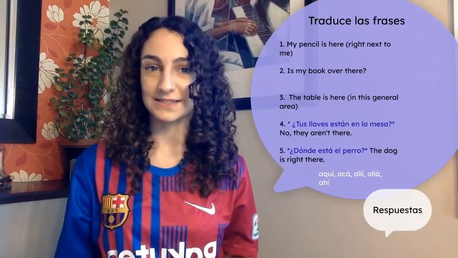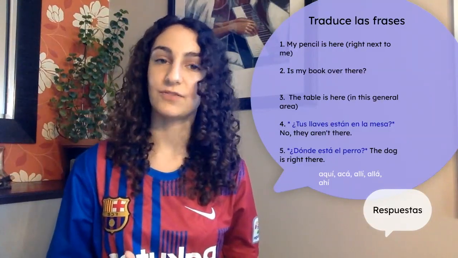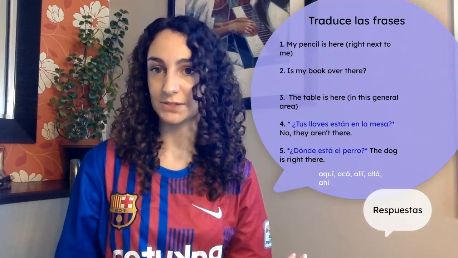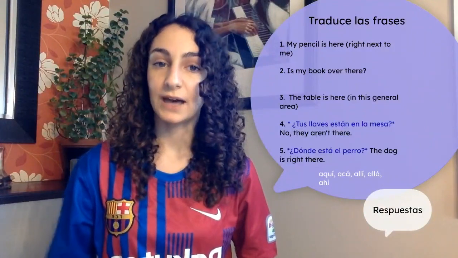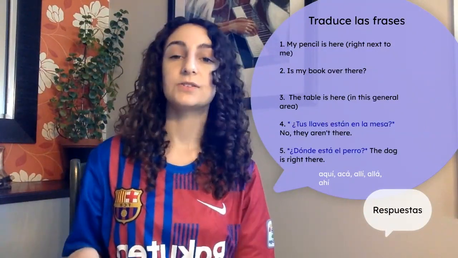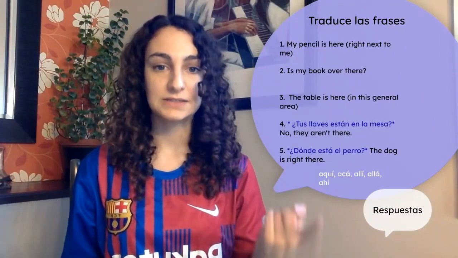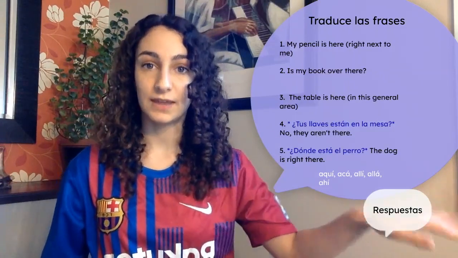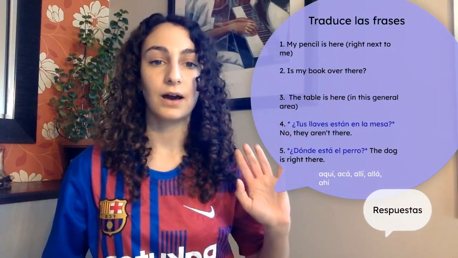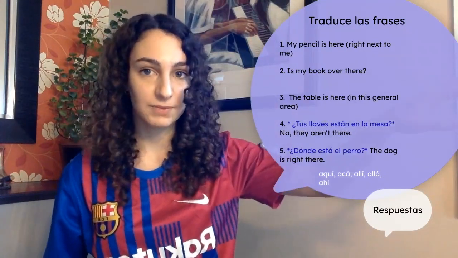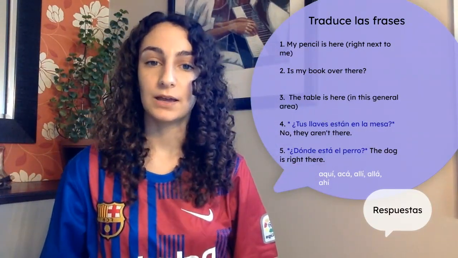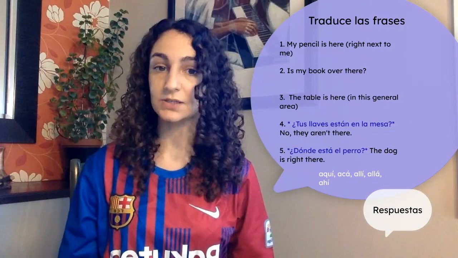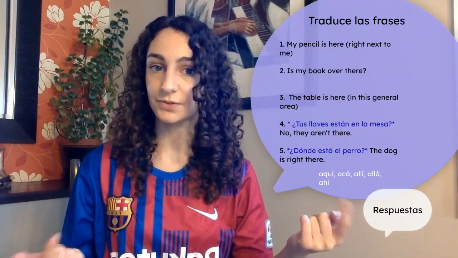Entonces, traduce las frases. So what I want you to do is to translate the following words or phrases into Spanish using the 5 different words we just discussed. So the first one, we have my pencil is here, so right next to me. So you need to find which one would work best. So aquí, acá, allí, allá, o ahí. Then we have is my book over there. So is my book like over there, like far away from me, kind of, or far away from both of us. Then we have the table is here, so but in that general area. So which one of these ones do I use for here but in general?